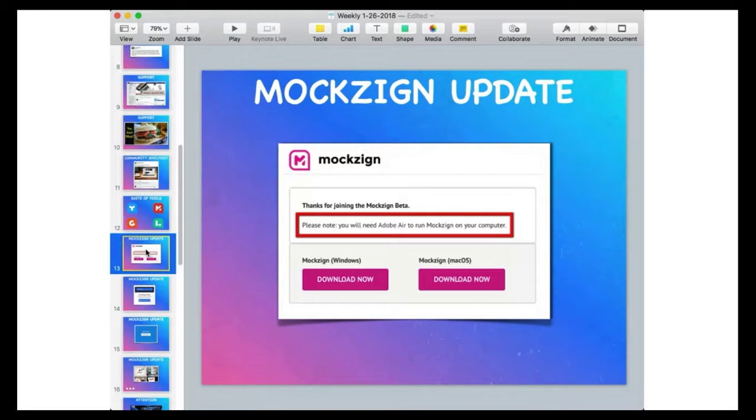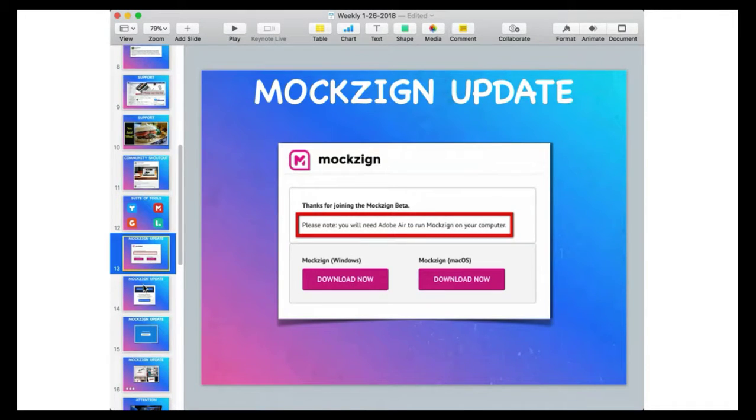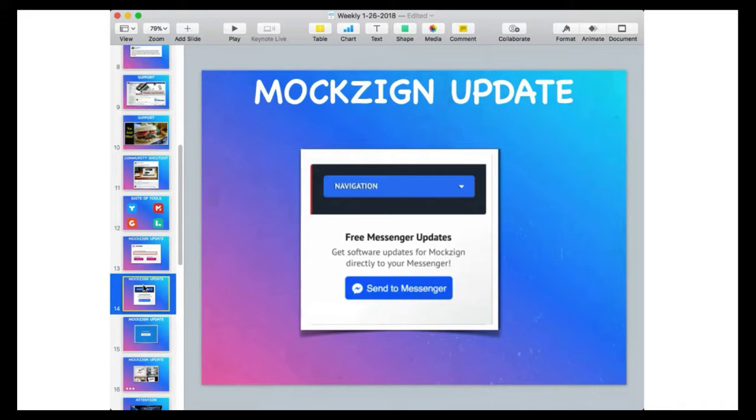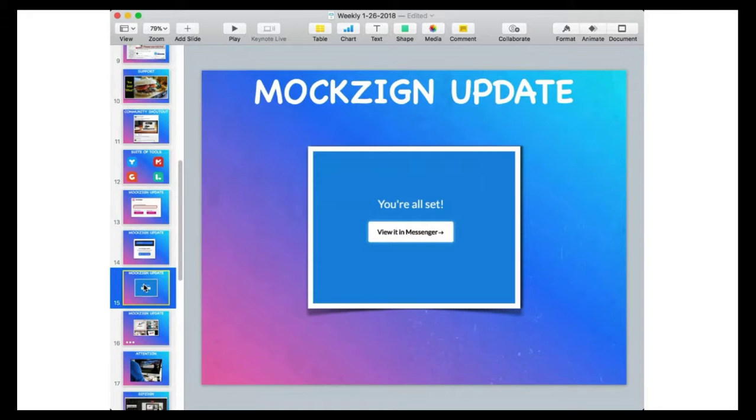And thank you, Jonte, because the very next thing is, if you go to the MOCKZIGN platform where you get your downloads from, and you click on Messenger, make sure that you click send to Messenger, and you will get a Messenger notification every time there's an update. You click on the send to Messenger, you have to give Facebook approval with that, and then you get this message right here telling you that you're all set, and you can view the test message in Messenger. Okay?